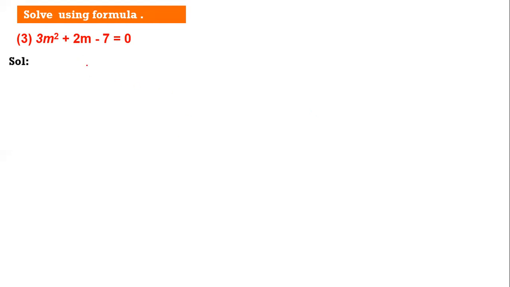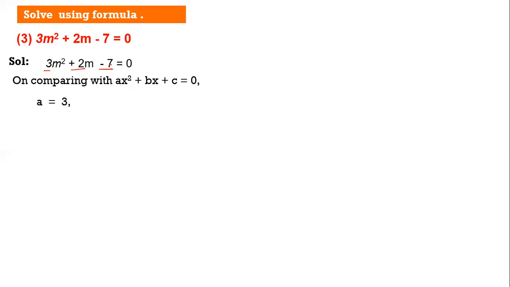First, standard form. See, I've taken all the sums which are already in the standard form, which may not be the case in your examination. So you'll have to put it in the standard form. On comparing with ax square plus bx plus c equal to 0, a would be 3, b would be 2, and c would be minus 7. So a is 3, b is 2, and c is minus 7.